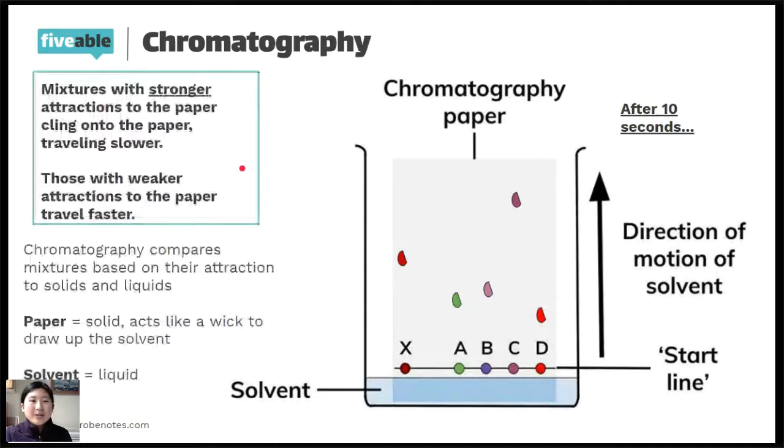So mixtures with stronger attractions to the paper will cling to the paper, right? So they will not cling to the solvent, and so they will travel slower because they're trying to stay on the paper. And those with weaker attractions to the paper will travel faster because they have stronger attractions to the solvent.